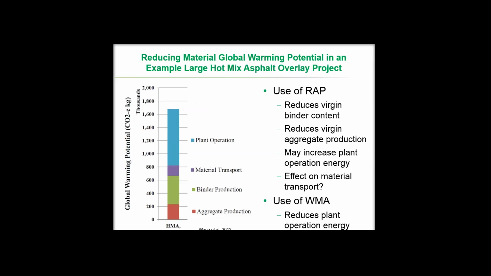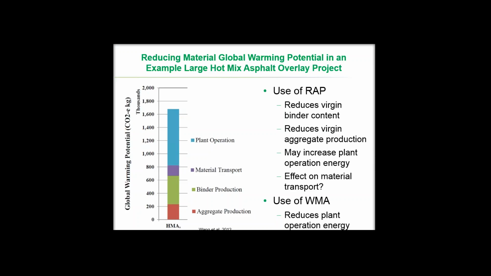But looking at this one impact indicator, this is an analysis for an example project, and each project will be different, of where the impact in terms of global warming potential is in the asphalt used for this project. We can see that most of the impact is in the plant operation, and this is a place where warm mix asphalt can potentially be used to reduce the plant operation energy. The next biggest source of impact for this example is binder production, production of the asphalt. And this is a place where RAP can be used to reduce the virgin binder content.